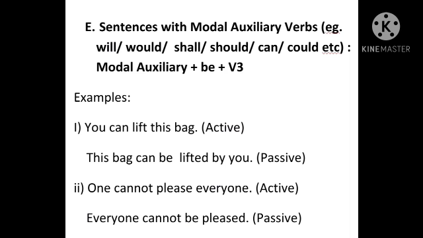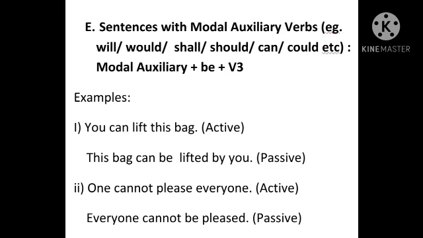If the helping verbs are modal auxiliary verbs like will, would, shall, should, can, could, may, might, etc., in that case the structure will be modal auxiliary plus be plus third form of the main verb. For example, you can lift this bag. Again, we'll change the position of subject and object. This bag can. The helping verb will not change. Same modal auxiliary will be used, but just after the modal auxiliary, we'll use be and third form. Once more, this bag can be lifted by you.